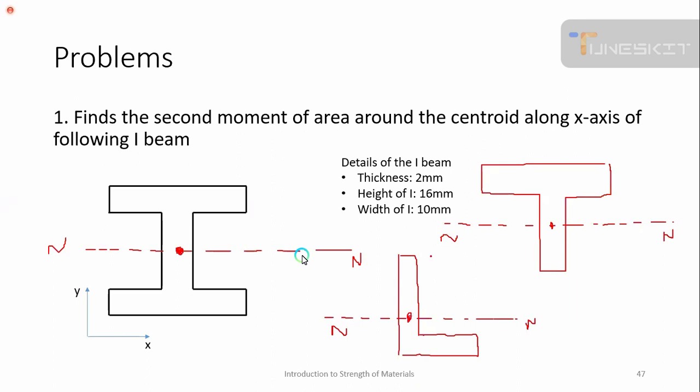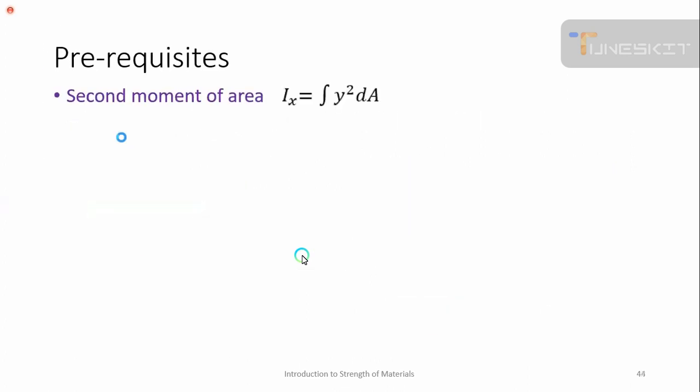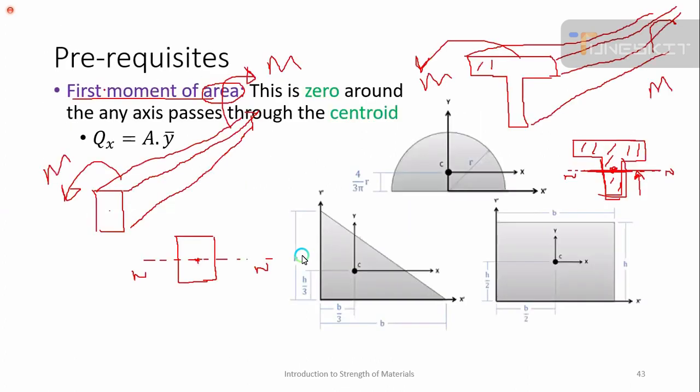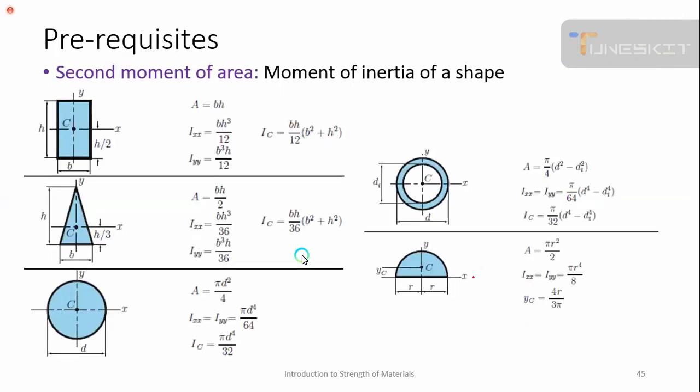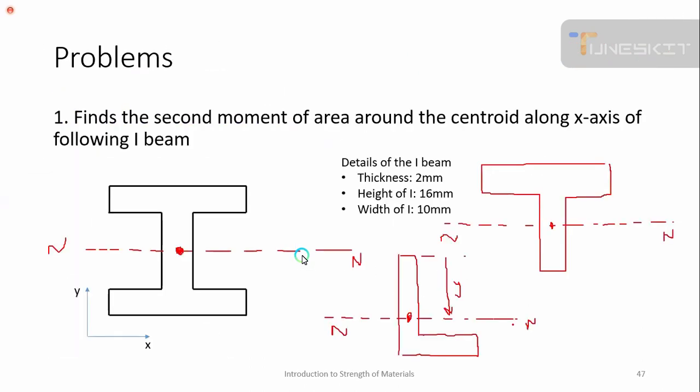So to find this distance, that means where this neutral axis is located, for that you have to do this equation, no? First moment of area. You have to consider the first moment of area. So based on that, you can decide what the distance is.